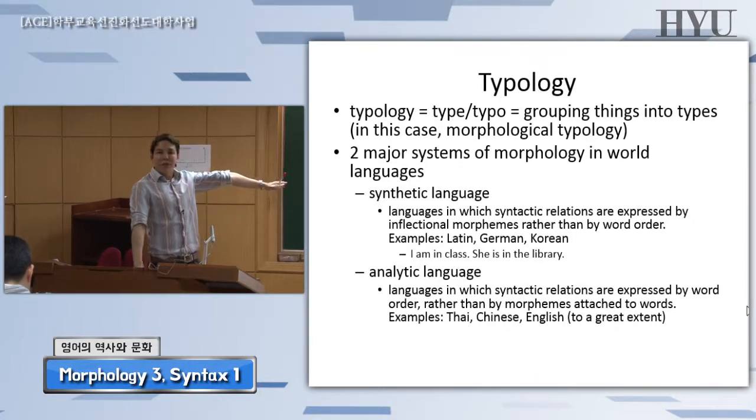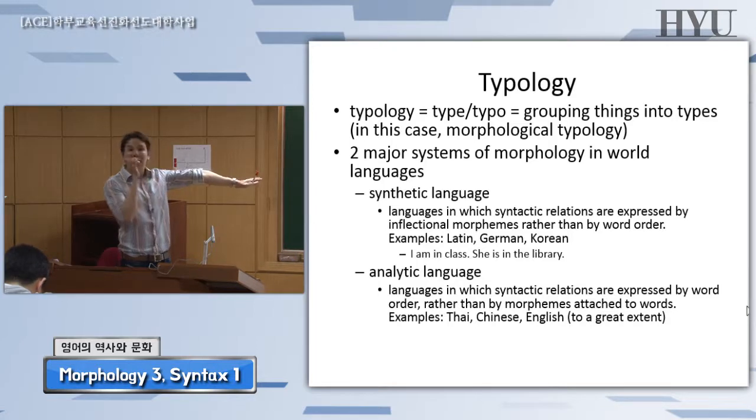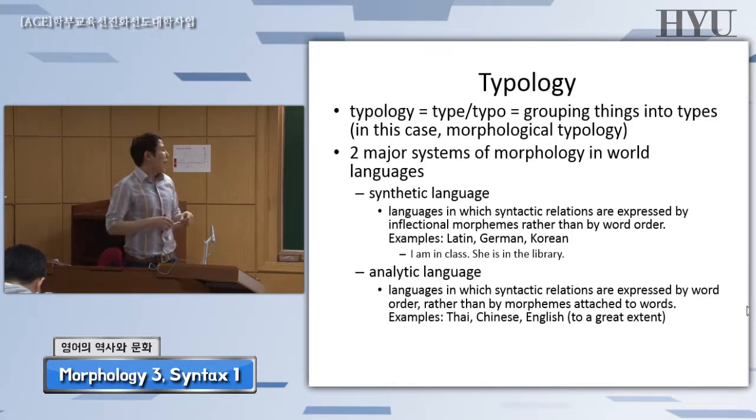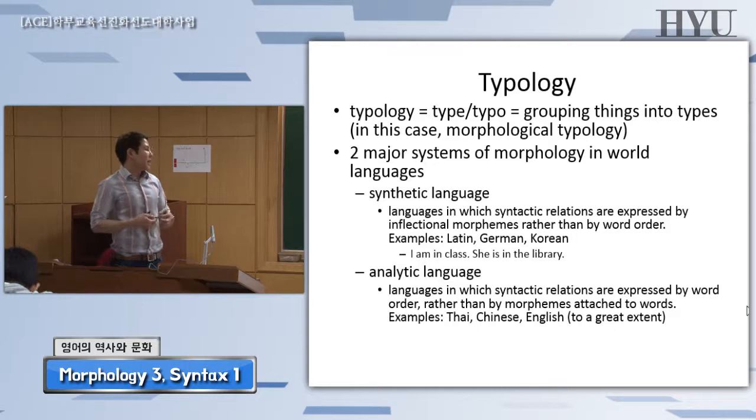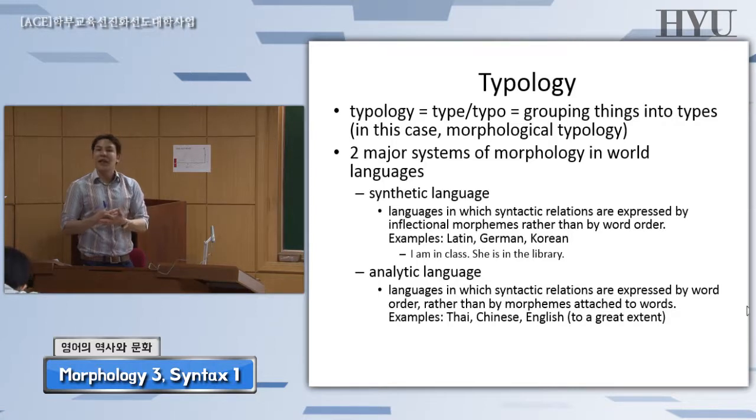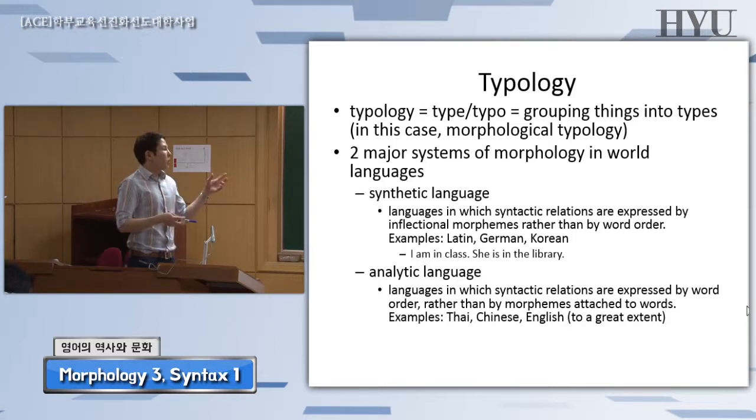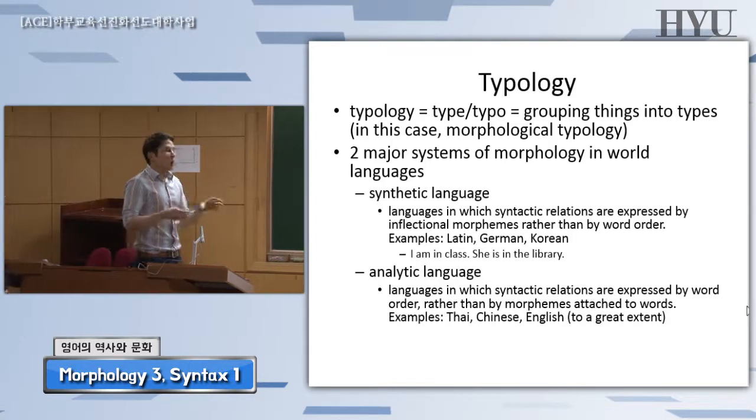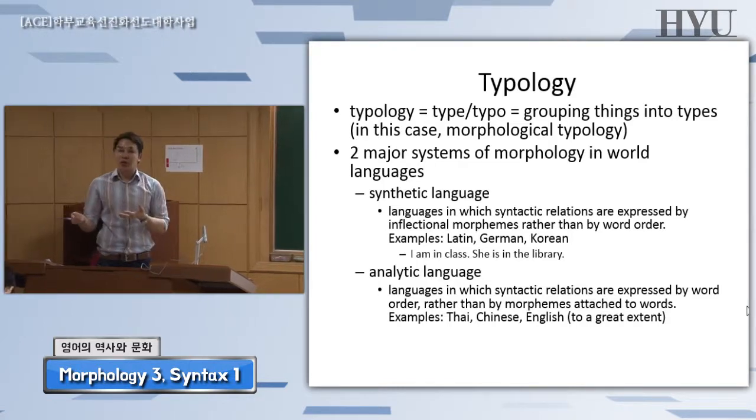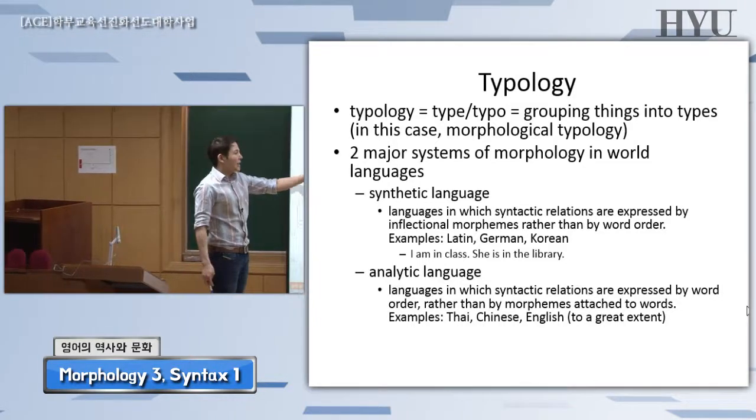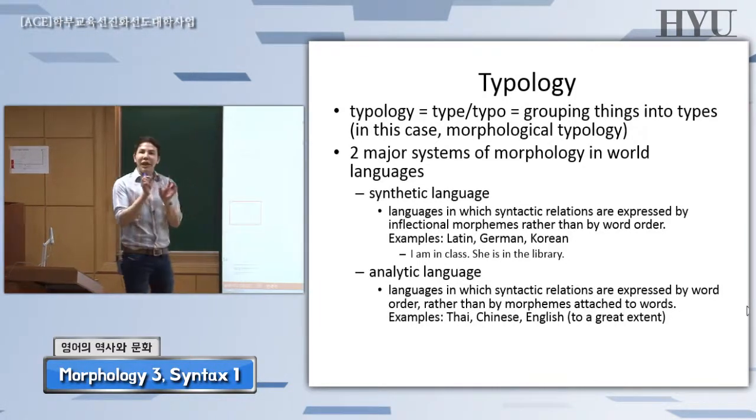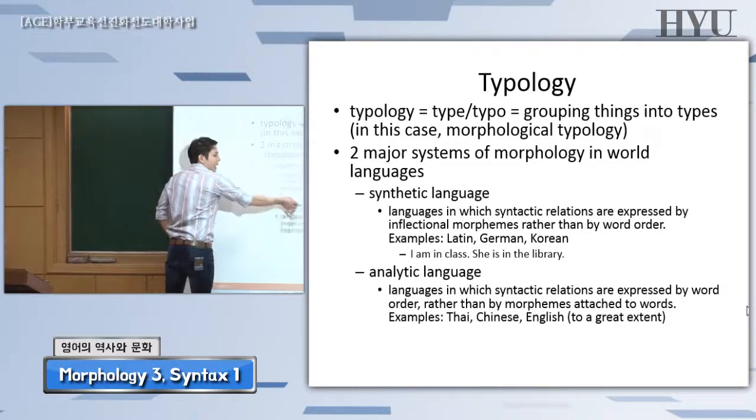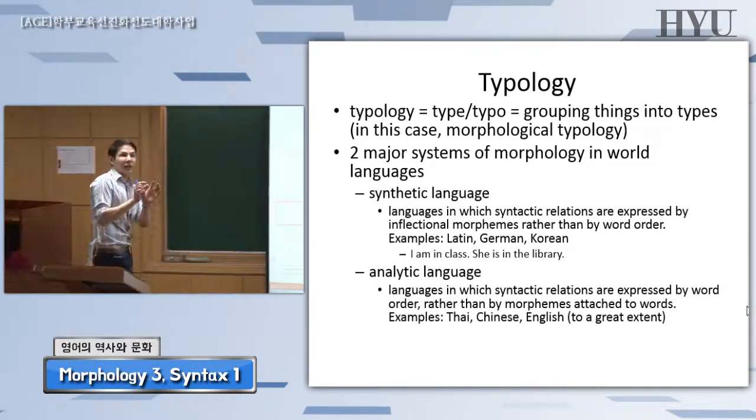The other type of language is called analytic language. An analytic language is one where you indicate syntactic relationships by word order rather than by morphemes attached to words. Examples are Thai, Chinese, or English to a great extent. In English, we rely on word order. For example, I am in class, she is in the library. You indicate the relationship between I and class using in.